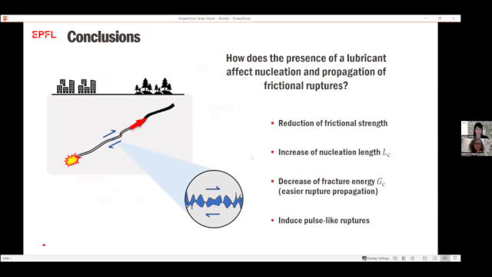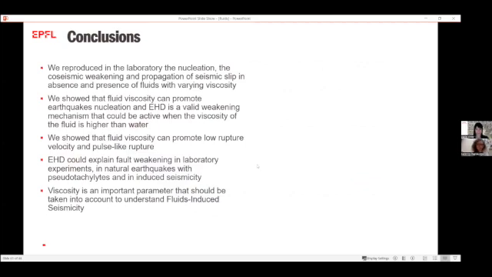So now concluding this presentation, what we presented, Marie and myself, is that in the laboratory we can reproduce the nucleation, the propagation, and the co-seismic weakening of seismic slip with and without fluids and with varying viscosities. We showed that the fluid viscosity can promote earthquake nucleation and that elastohydrodynamic lubrication is a valid weakening mechanism that can be activated for high viscosities.